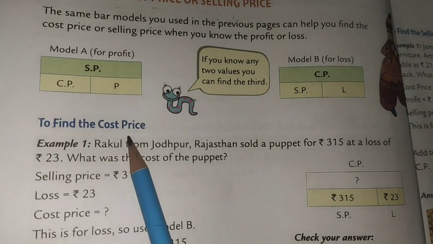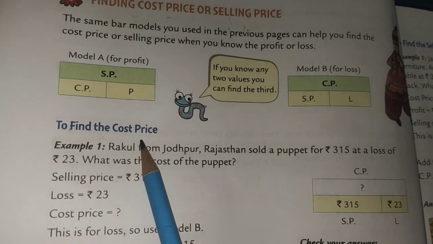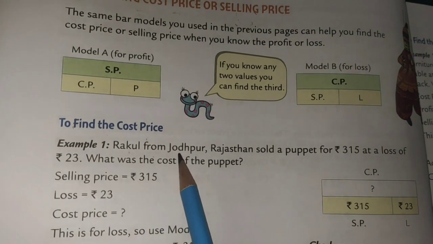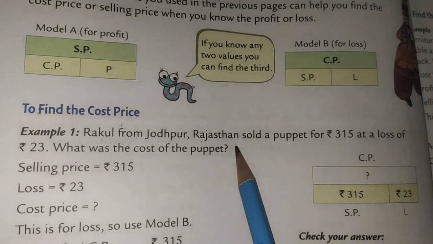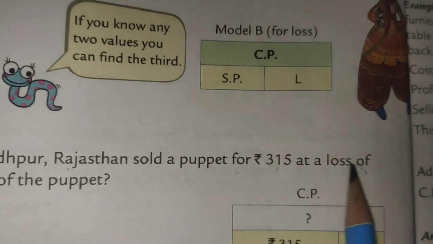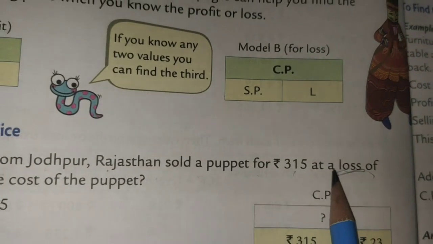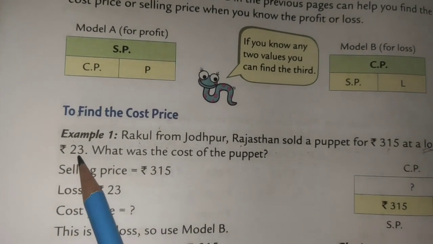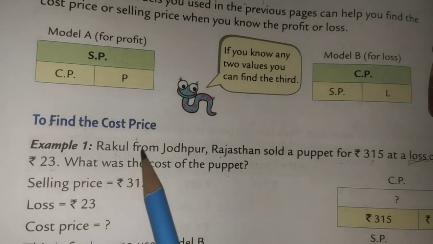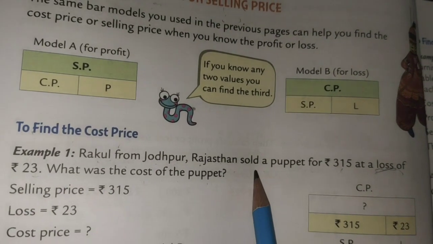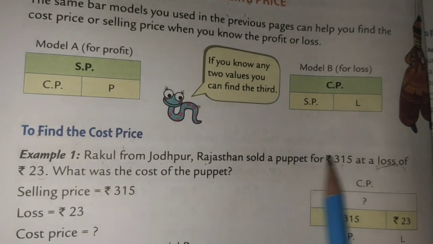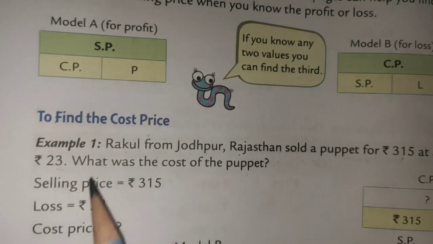Whenever you have to find cost price, you first have to read the question. Rakul from Jodhpur, Rajasthan, sold a puppet for rupees 315 at a loss of rupees 23. What was the cost of the puppet? Rakul sold a puppet, but she lost rupees 23. So what was the cost of the puppet?